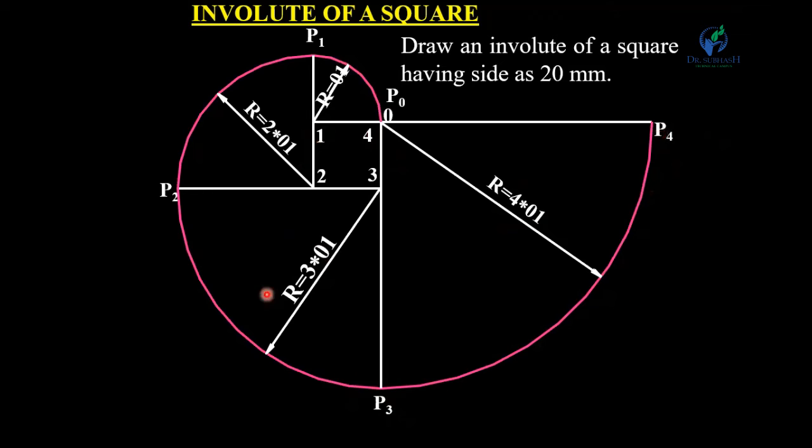So this curve is known as the involute of a square. Now if you want to draw a tangent and normal at this point S, then you have to join this S with this corner, because this S is in between these 2 points P2 and P3. So we have to join this S with this point 3. So this is the normal, and a line drawn perpendicular to this normal is called a tangent.